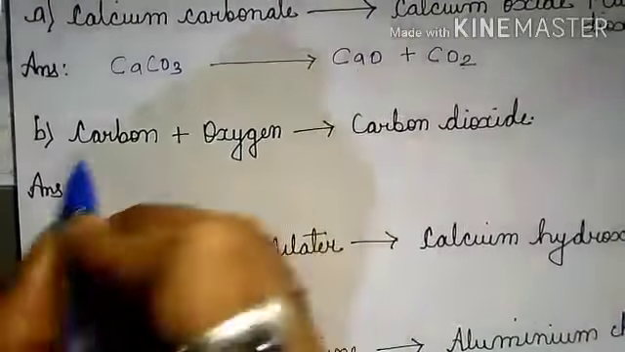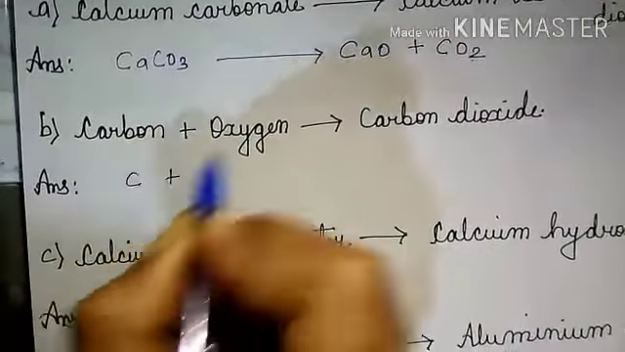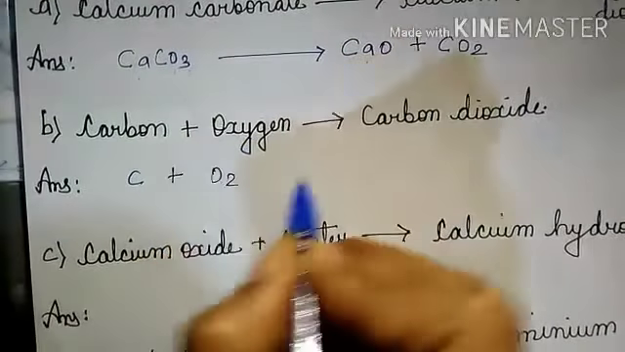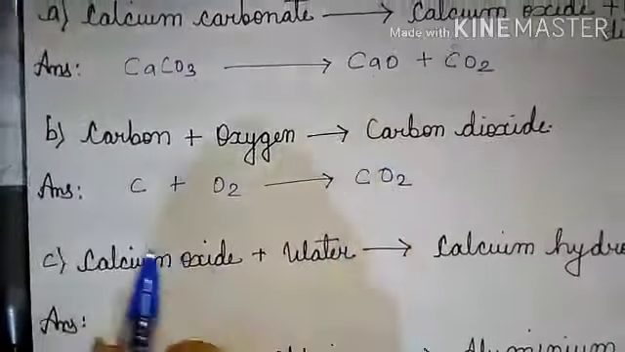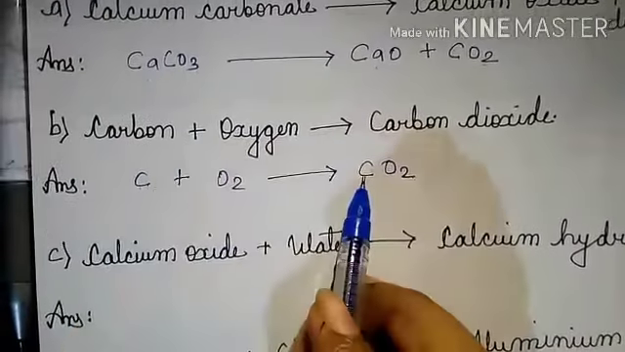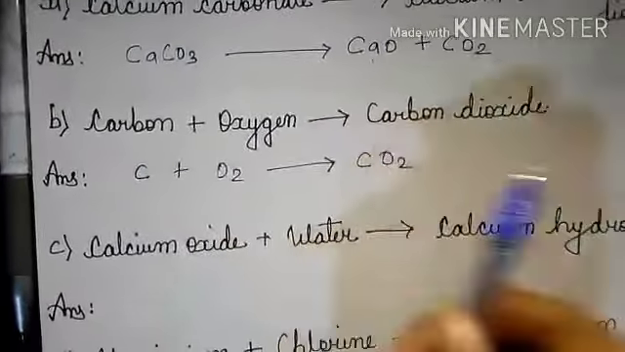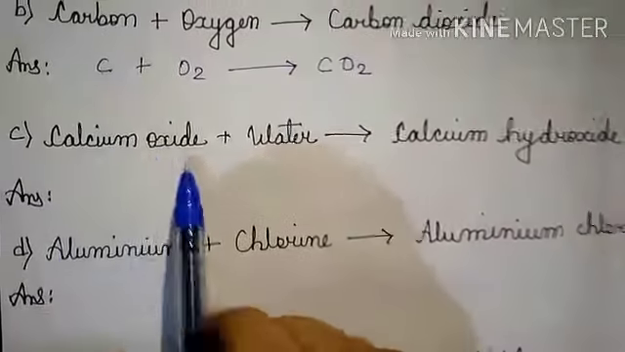So now we will see question number B. Carbon plus oxygen gives carbon dioxide. We know carbon is C and oxygen is O2. It gives CO2. Now we'll check whether it is balanced or not. See, on the reactant side there is 1 carbon atom, and on the product side there is 1 carbon and 2 oxygen atoms. So this is a balanced equation.